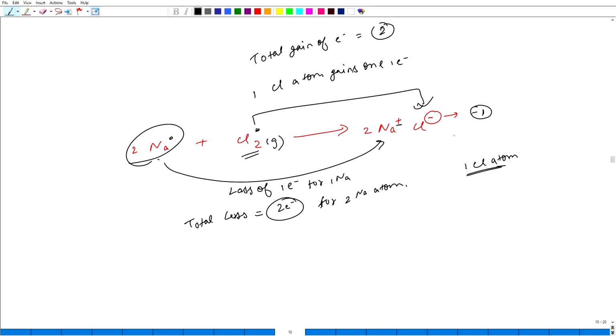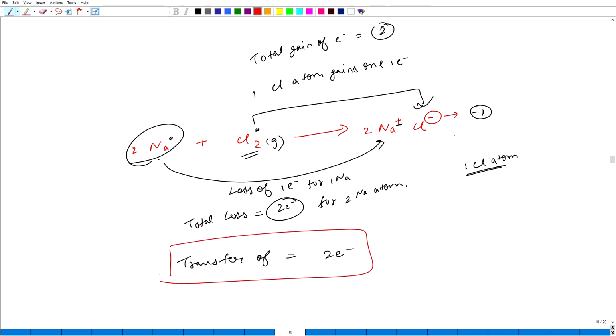So, what we are seeing in this reaction is that the sodium is losing electrons, 2 sodium atoms are losing 2 electrons, and chlorine in total is gaining the 2 electrons. That means there has been a transfer of 2 electrons from one atom to another: 2 sodium atoms are removing 2 electrons from their outer orbital, whereas 2 chlorine atoms are gaining 2 electrons. So, there has been an overall transfer of 2 electrons from sodium to chlorine.